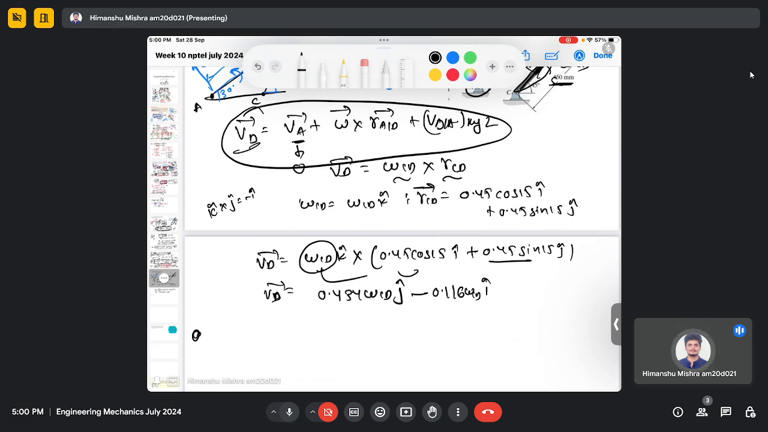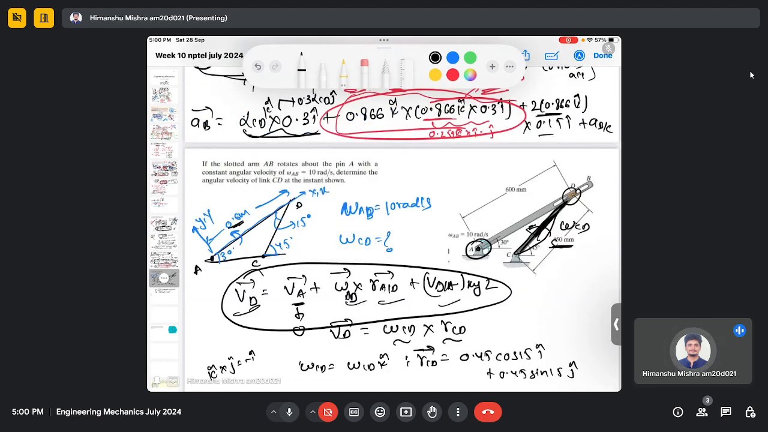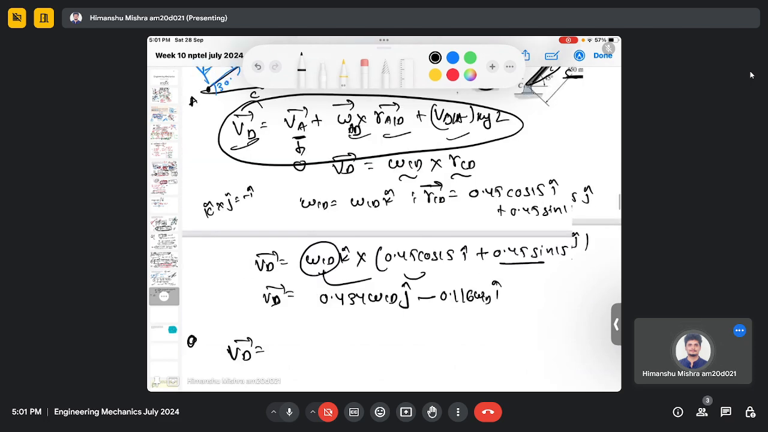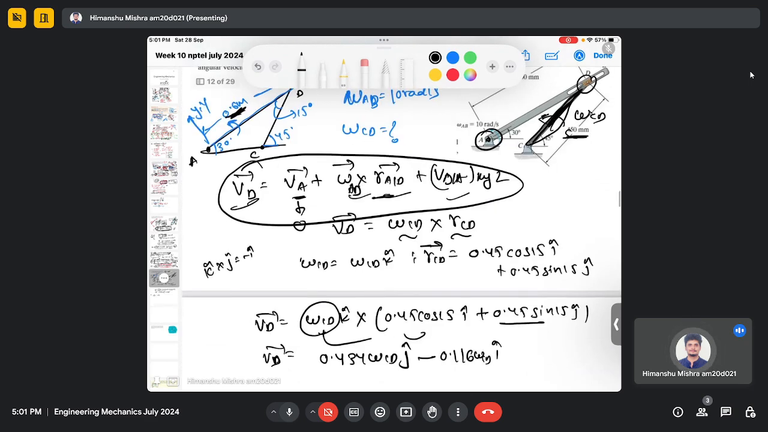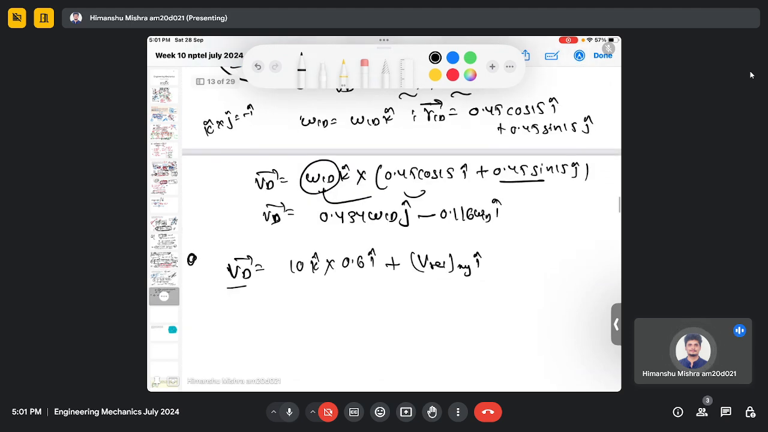VA is 0, and first we need to figure out the other terms in the general expression. Omega we already know, omega AB or AD, and RAD is 0.6 meter in the x direction, which is just 0.6 in the i direction. We don't know the relative velocity of point D with respect to A. So we have VD equals omega cross RAD, where omega is 10k and RAD is 0.6 in the x direction, plus the relative velocity in the i direction, and this VD is given by this expression.